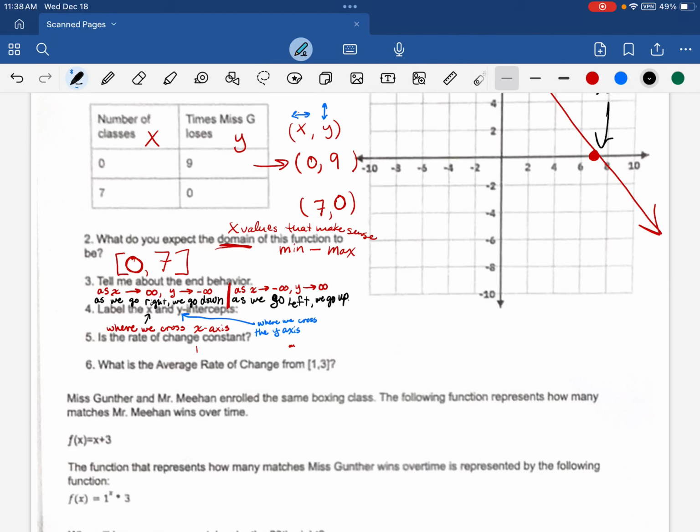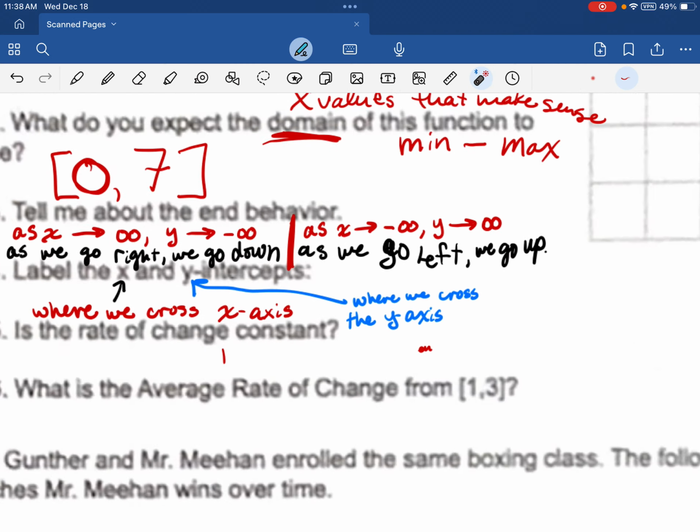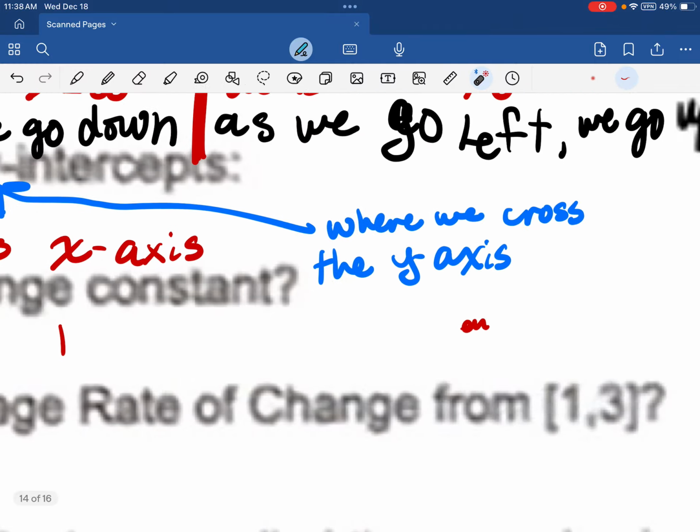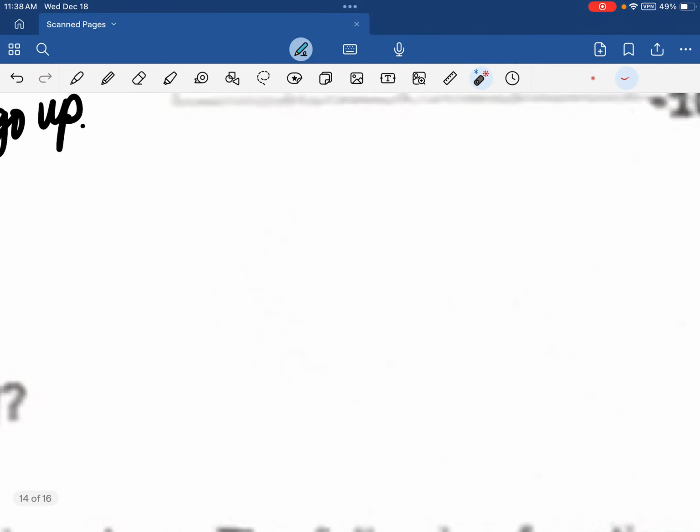Alrighty, next up we're looking at problem number 5. Is the rate of change constant? Before we look at this one in depth, let's draw a little picture.